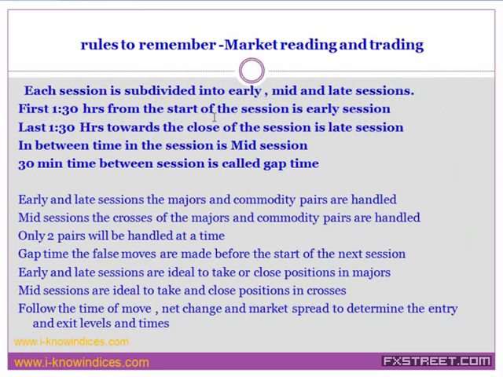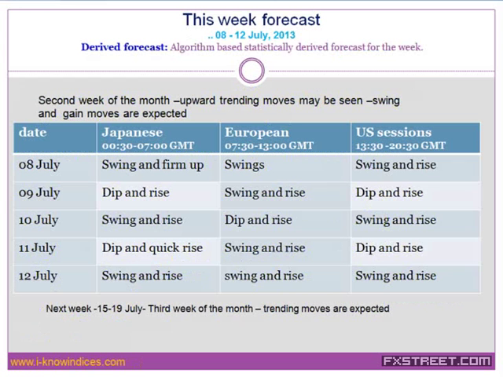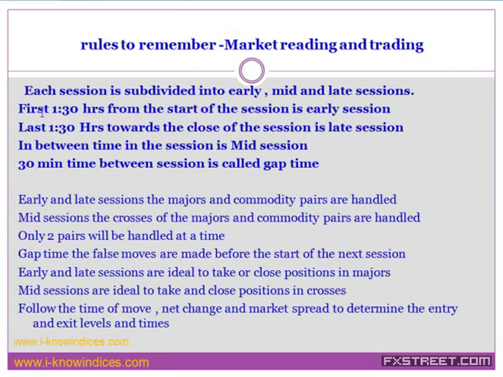Then another important thing to remember, namely each session is subdivided into 3 sessions: early, mid and late sessions. The session timings are here. 0030 to 7 GMT is the Japanese session, 7:30 to 13 GMT is the European session, 13:30 to 20:30 is the US session. So 1.5 hours from the start of the session is the early session, and 1.5 hours towards the close of the session is the late session. In between is the mid session, and the 30 minutes gap between the sessions is the gap time.